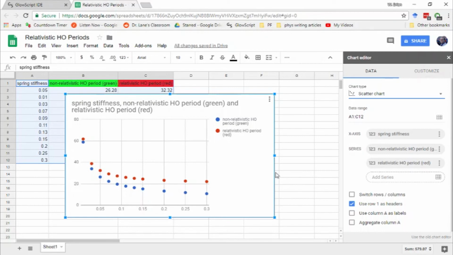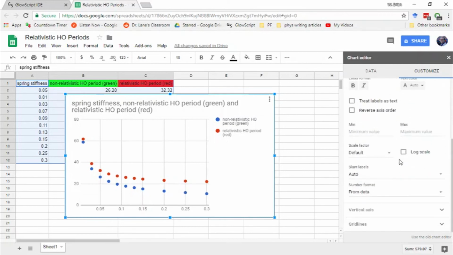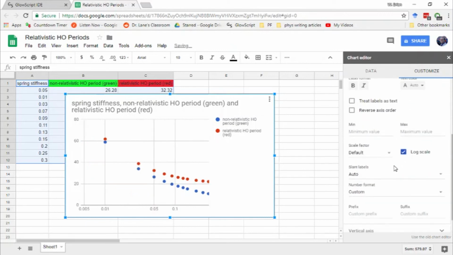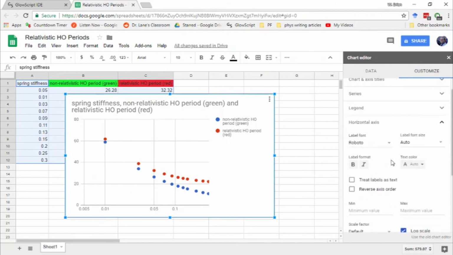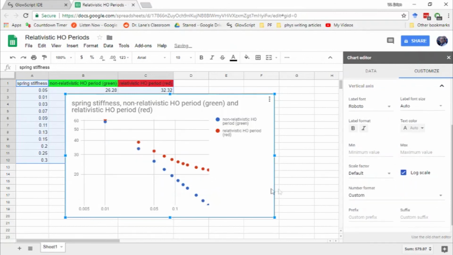So that's good. Now we know from the derivation of this problem, from the analytical solution, that for the non-relativistic harmonic oscillator, it should go like 1 over k to the 1/2 power, so k to the minus 1/2 power. So I should be able to place these on a log-log scale, let's see, and get a straight line out of it. So let's put the horizontal axis on a log scale, and we'll put the vertical axis on a log scale.